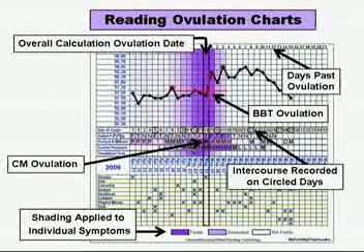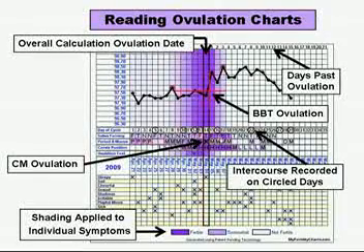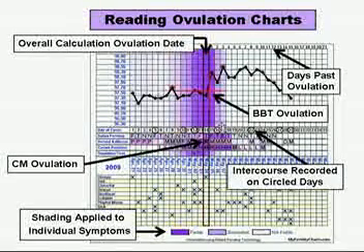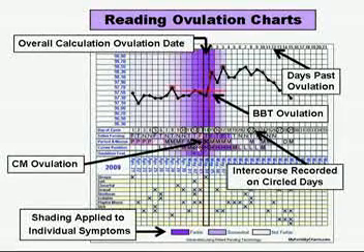So for example, by looking at the saliva ferning field, you can see that it tends to be darkest a little bit later than the basal body temperatures. So it thinks that ovulation and higher levels of fertility would be a little bit later in the cycle. Period and mucus, though, tends to be darkest right around the same time as the overall ovulation date and also as the basal body temperature shading.